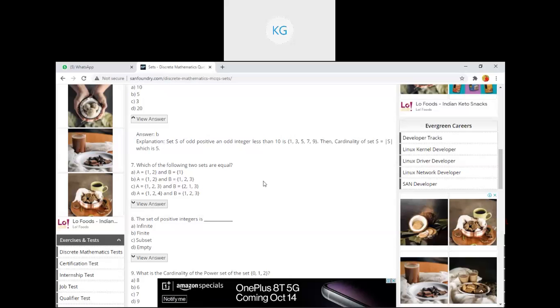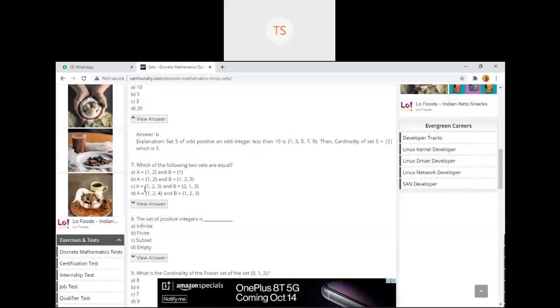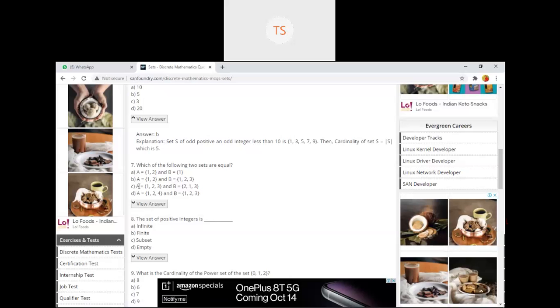Option C, ma'am. Because in option C, set A has the elements 1, 2, 3, and set B has the elements 2, 1, 3. In set A and set B, there are three elements in each set. Okay. Now, the first option is gone. Next, we have to check for the elements.